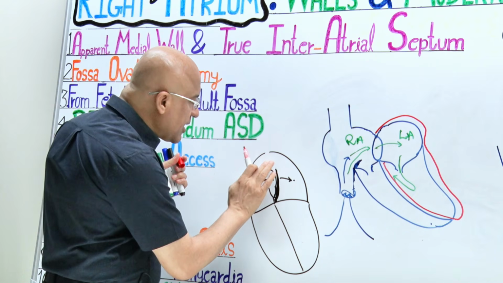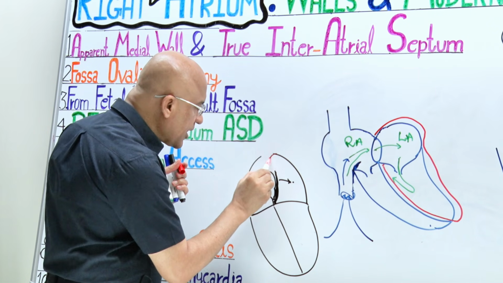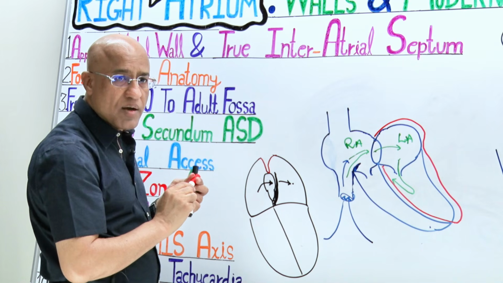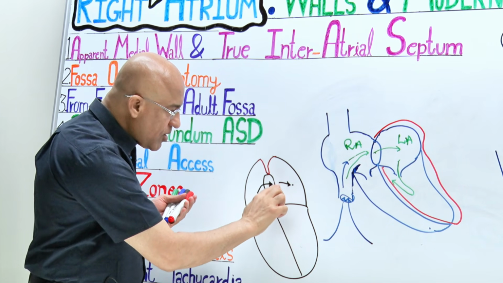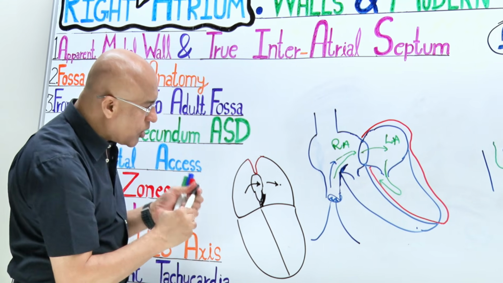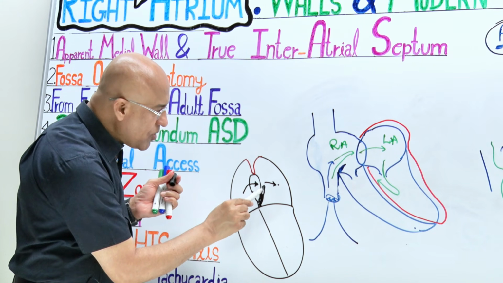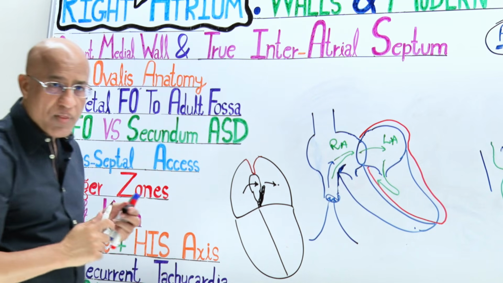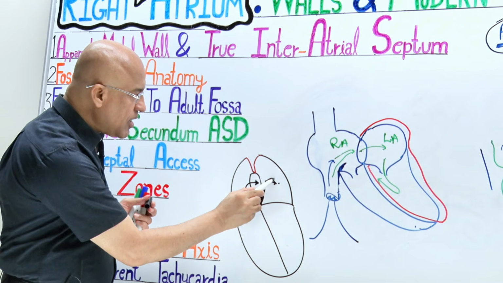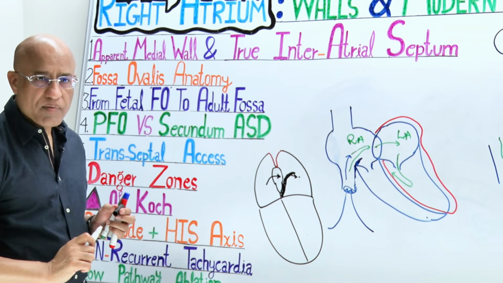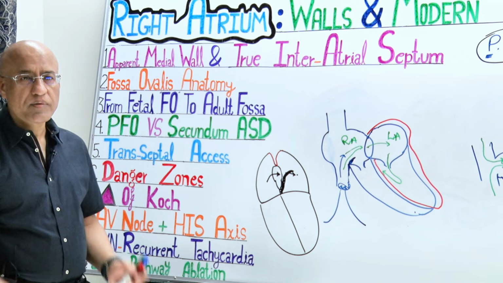And from here, as I mentioned, enfolding comes, right? But as long as fetal development is going on, this remains open and blood keeps on moving. Is that right? But this flap is there. Flap is there. Now what happens?